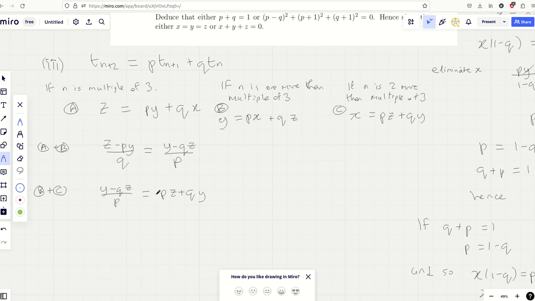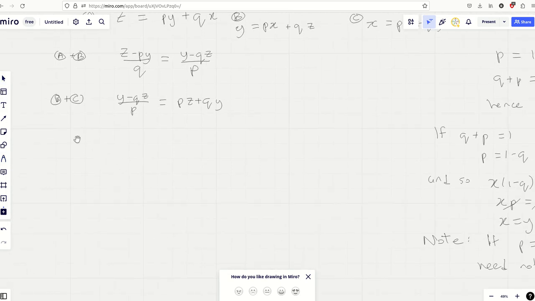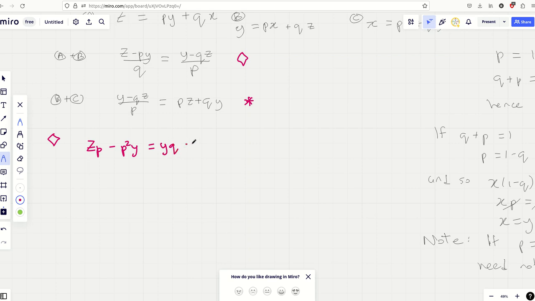Now I've got 2 equations and 2 unknowns, so I'm going to try and get rid of another letter. Now we'll have to do a bit of rearranging first. So let's give them little names: call this one diamond and call this one star. If we try and reorganize diamond first, and I think I will use this pen because it's a bit thicker, I'm going to have zp minus p squared y equals yq minus q squared z.